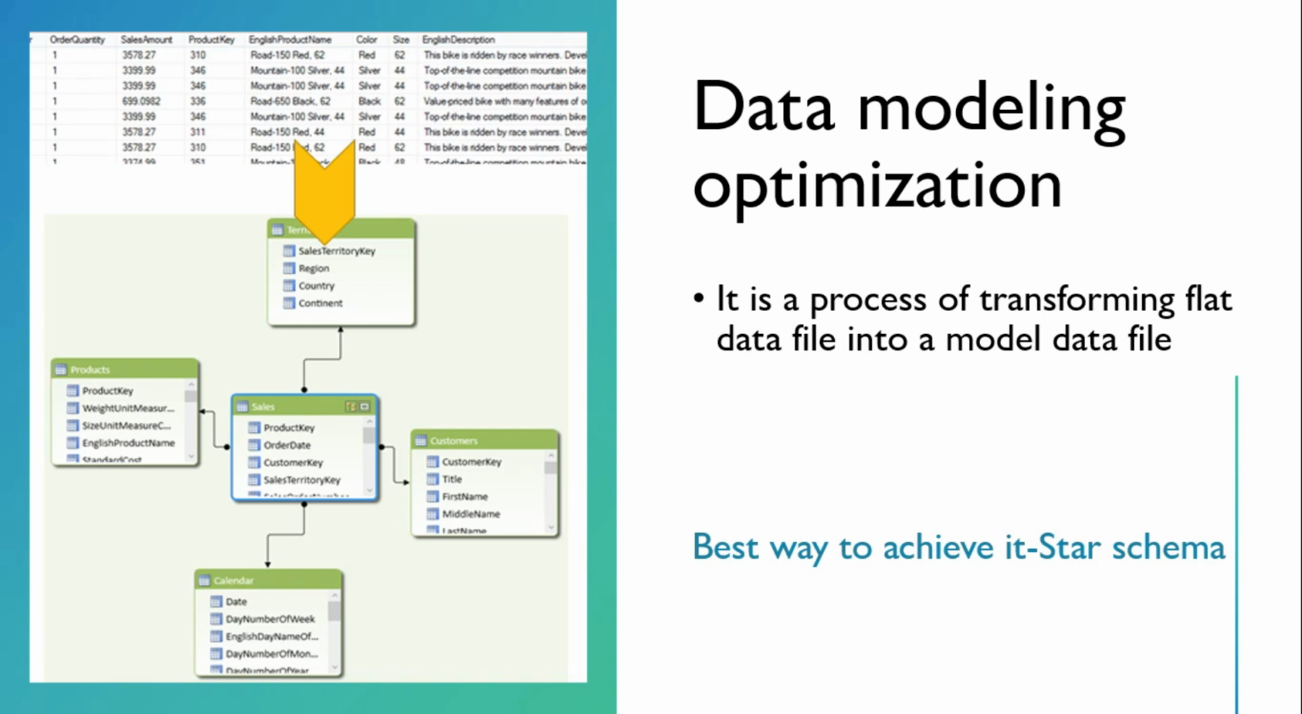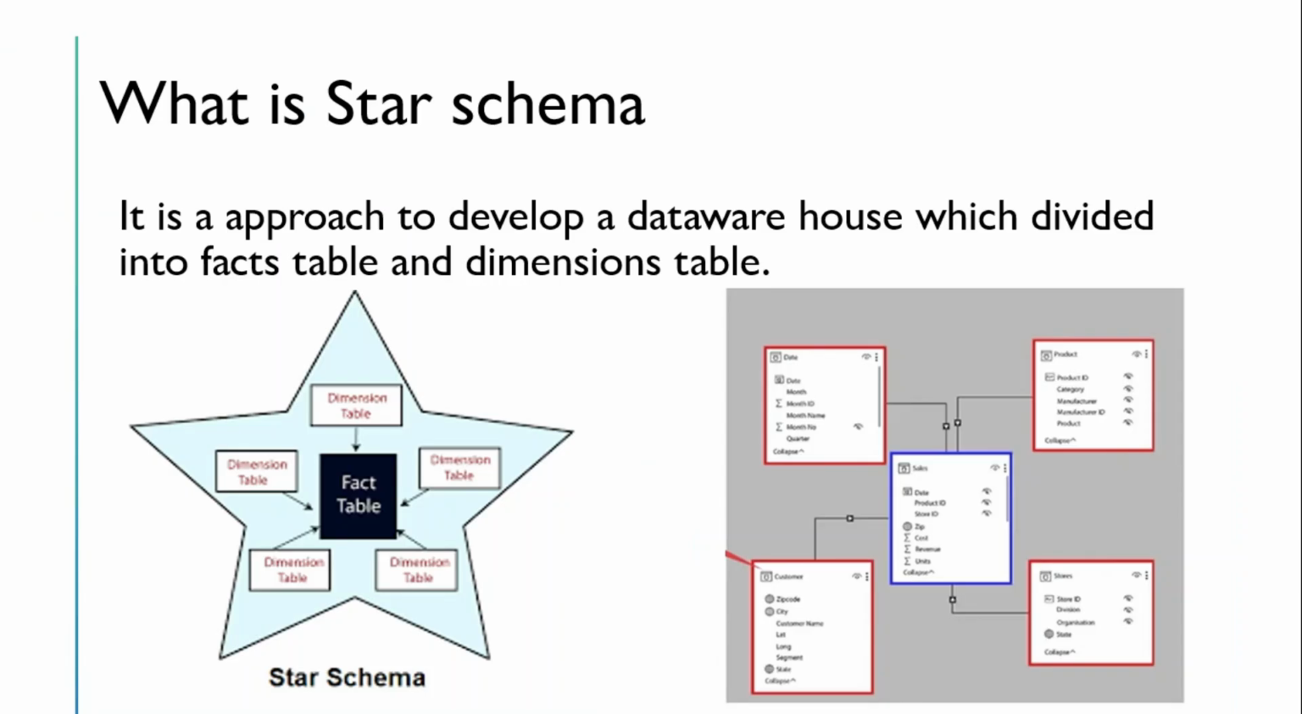It is a process of transforming a flat data file into a model data file which works efficiently, and the best way to do that is using a star schema. Now, what is a star schema? It is an approach to develop a data warehouse which is divided into dimension and fact tables in a star shape. That's why it is called a star schema. If you look at the diagram right here on the right hand side, the ones highlighted in red are the dimension tables, and the center one in blue is the fact table.